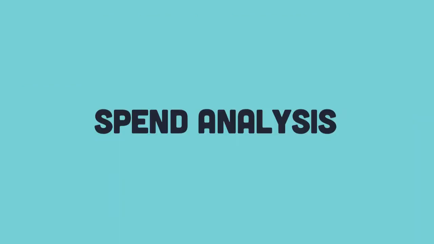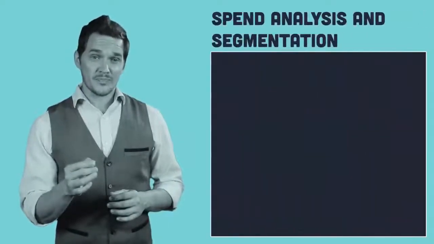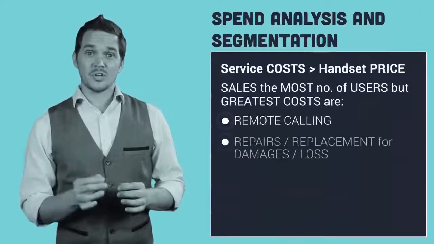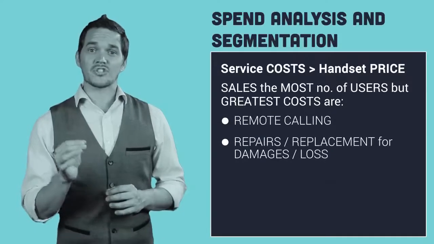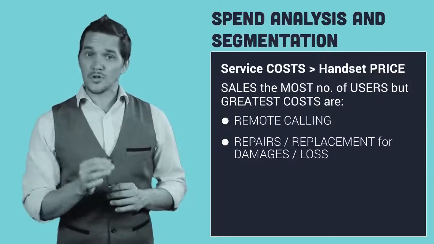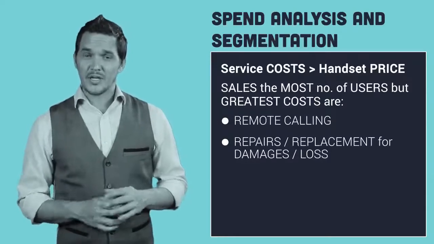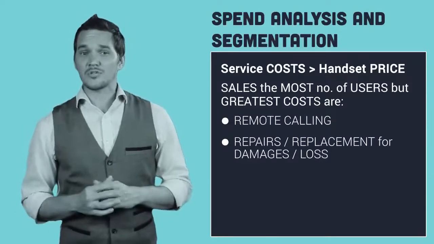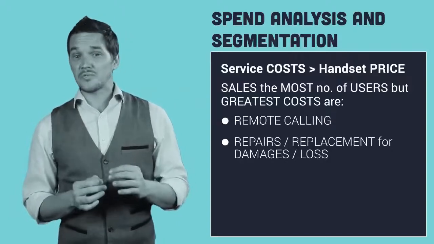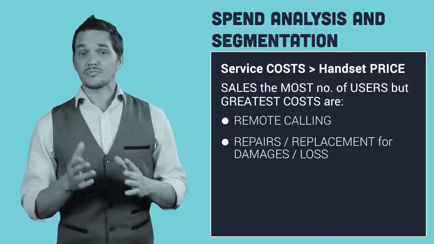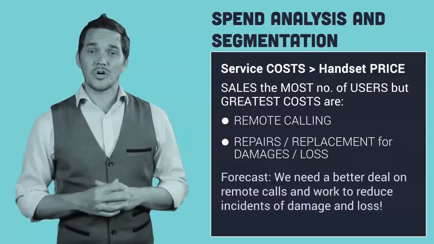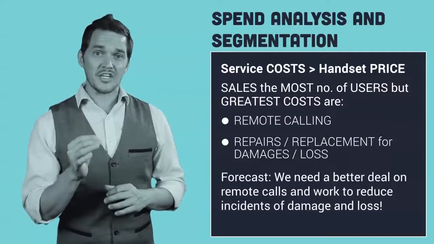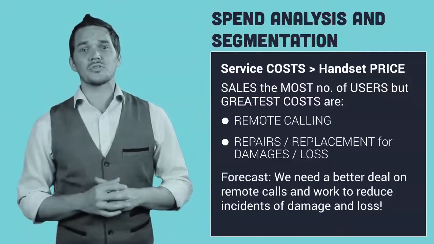Let's move on to spend analysis. This is the process of collecting and classifying expenditures. It provides visibility into what can be quite a complex pattern of spending. Spend analysis requires total spend to be determined, followed by segmentation of that spend. Depending on the data you have available, this can be by product type, delivery location, business unit, or other classification. The next step would be to forecast ongoing spend requirements and identify related areas of spend for potential consolidation.